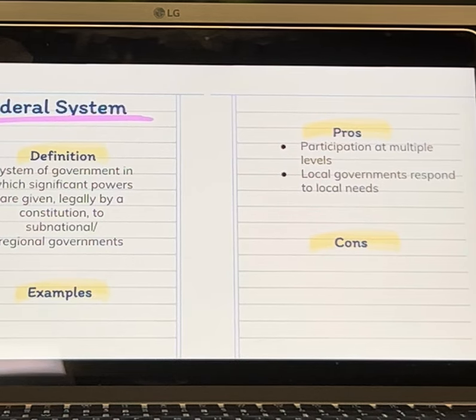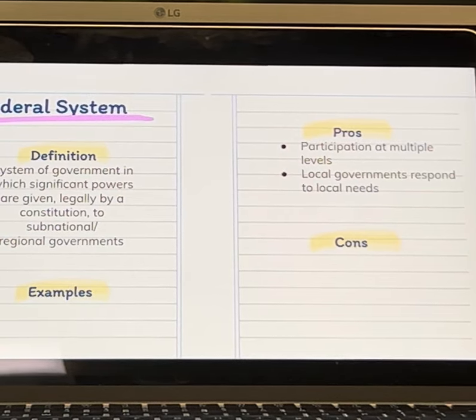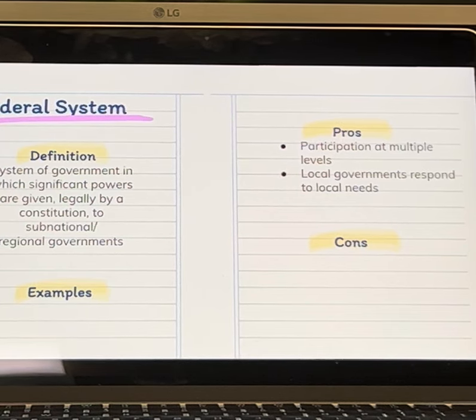Like, if I live in a county where corn is a really big product, then the local government might pass laws to help me make more money off my corn. But a federal government wouldn't necessarily want to make it so you make more money off of corn, because it's unfair to rice farmers, for example.